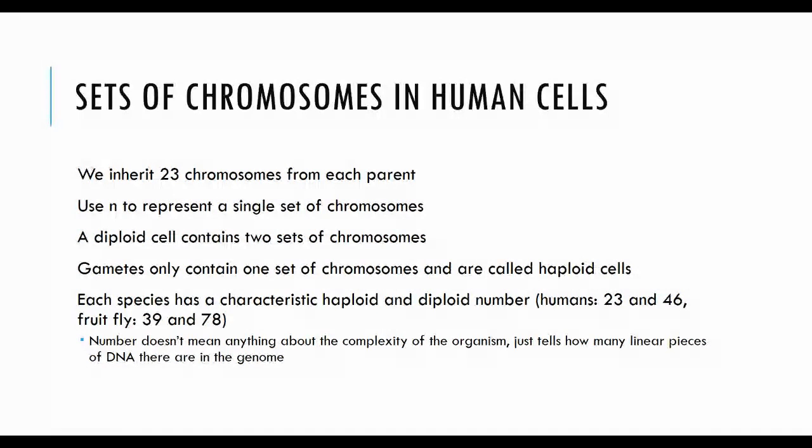Each species has a characteristic haploid and diploid number. As we all know, for humans, that's 23 and 46. But for a fruit fly, it is 39 and 78. The number doesn't necessarily mean anything about the complexity of the organism. For example, little tiny fruit flies might have more chromosomes than we do. That just tells you how many linear pieces there are of DNA in the genome. My guess would be that maybe fruit flies are a little bit smaller. If you look at sheer numbers of nucleotides, it's probably a little higher here.